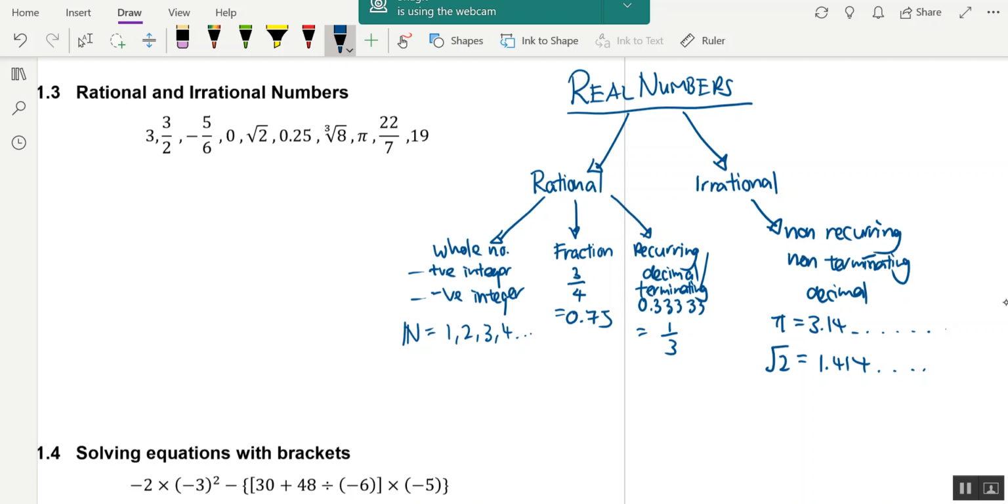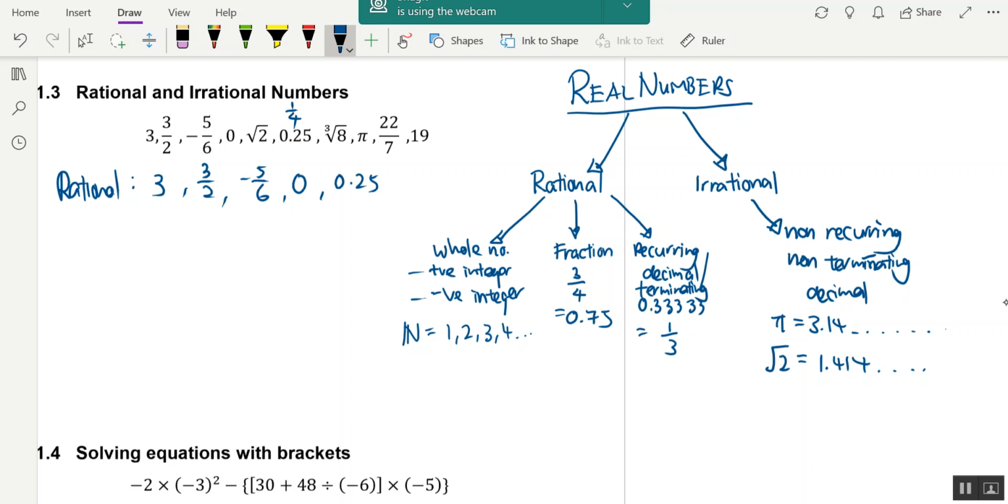So if you look at this question, it's quite straightforward. What are those that are rational? 3, yes. 3/2, yes, because it's a fraction. Negative 5/6, yes, as long as it's a fraction, whether positive or negative, it is. 0, yes, because 0 is considered a whole number. 0.25, yes, because 0.25 is a terminating decimal, and 0.25 can be expressed as 1/4.